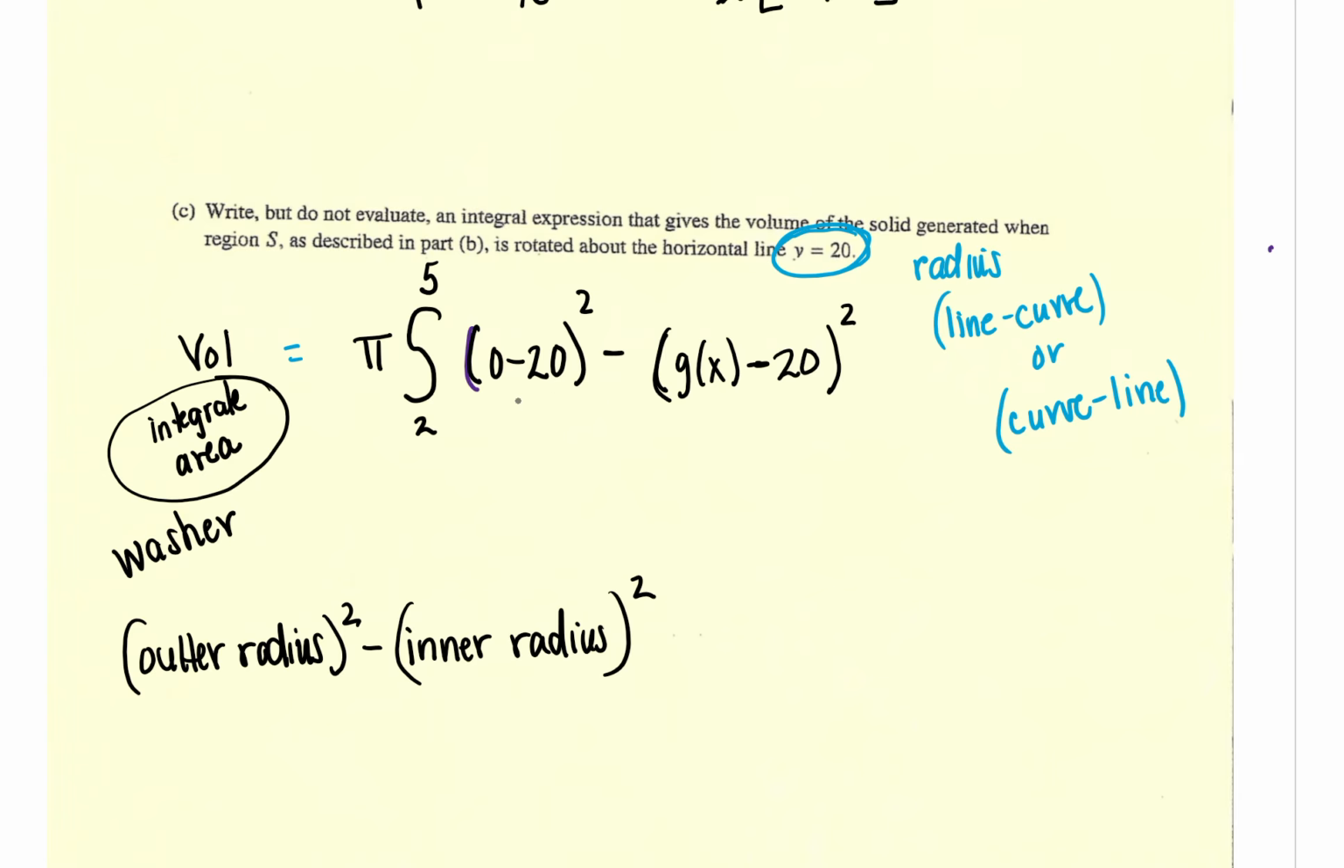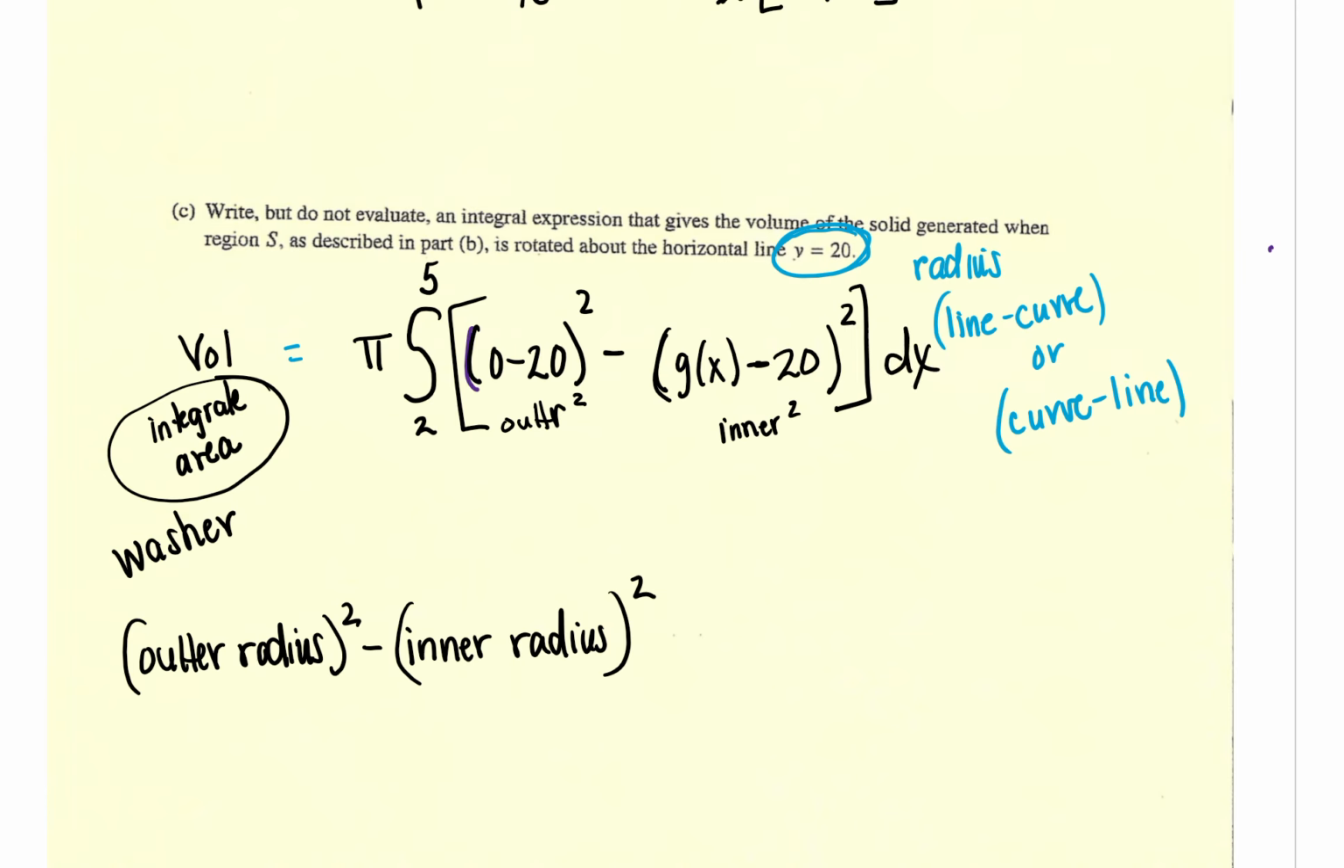So you have outer radius squared minus inner radius squared, where your radius is the line minus the curve, or the curve minus the line. Then I'm going to get that a little bit more proper and put my d of x right there.